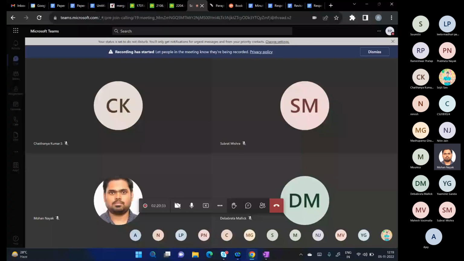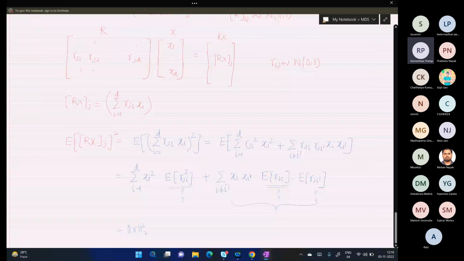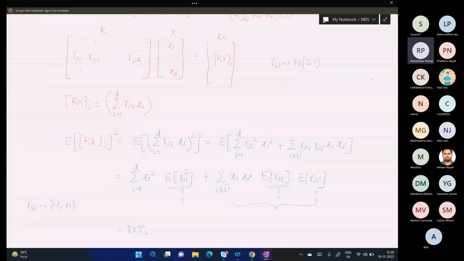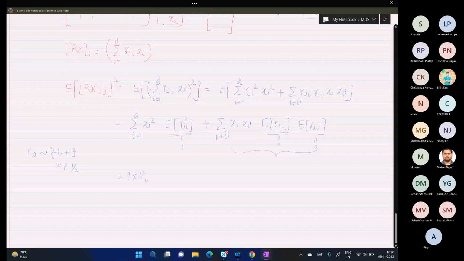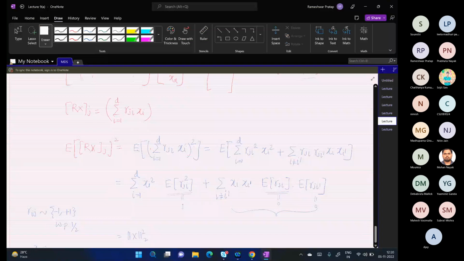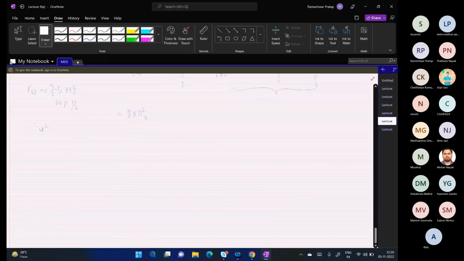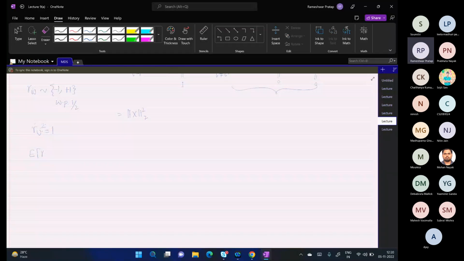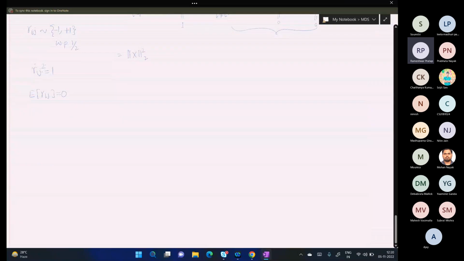It ranges from -1 to +1. So we can choose Rij from the set {-1, +1}, each with probability half. If we choose Rij from +1 and -1, then Rij square is 1, and the expected value of Rij is 0. So this is what we want.